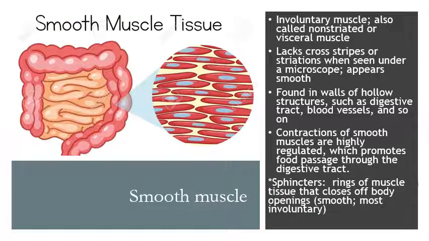Smooth muscle. Smooth muscle is also an involuntary muscle. It is called non-striated, and it's a visceral muscle. It lacks cross stripes or striations, and when seen under the microscope, it appears to be smooth, so it's called smooth muscle. It's found in the walls of hollow structures, such as your digestive tract, your blood vessels, and so on.